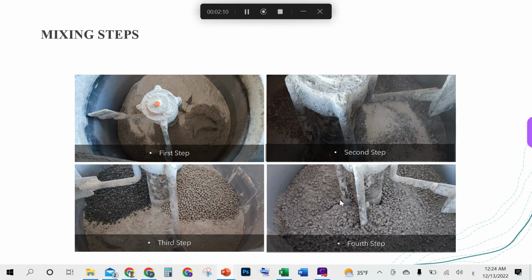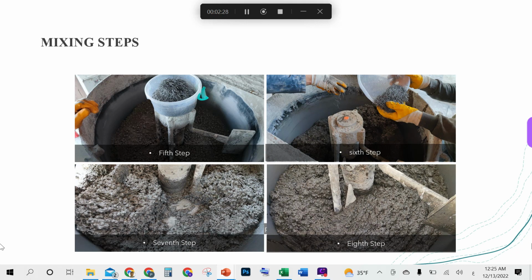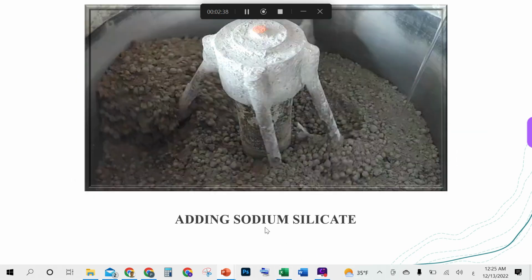in the concrete. The mixing process: in the first and second steps, sand was added and mixed with fly ash. In the third and fourth steps, as you can see, lightweight aggregates were added and mixed well. In the fifth and sixth steps, steel fibers were added to the mixture by distributing them well. In the last two steps, the sodium silicate and the rest of the steel fiber were added to the mixture.